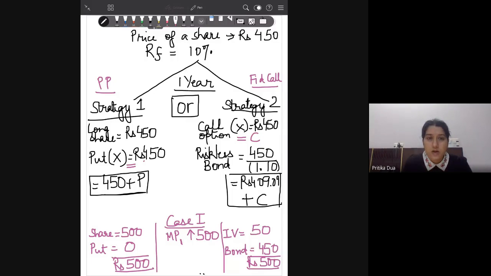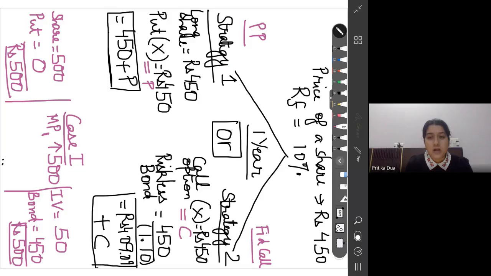Under the fiduciary call, you have a call option at 450, while the market price of the share is 500. You will exercise the call option, purchase the share at 450 and sell it at 500. Your intrinsic value, your benefit from the call option, is rupees 50, and your bond now matures to 450, leading to a total worth of 500 in your portfolio. So as you see, both these strategies have given the same outcome under an increase in market price.